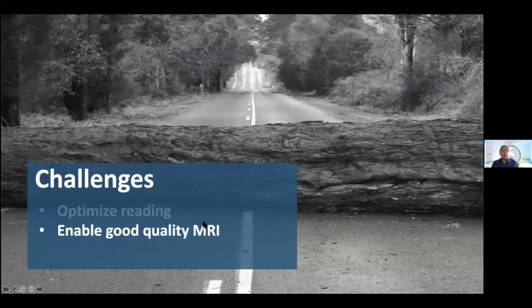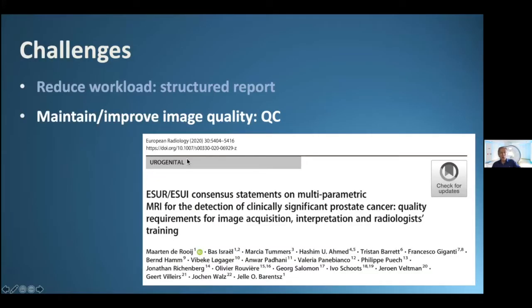The other challenge is to enable a good quality MRI. Unfortunately, not all MRIs are of adequate quality. Therefore, in European Radiology, the ESUR and the EAU, European Society of Urological Imaging, published a consensus statement on mpMRI for the detection of clinically significant cancer. And they described quality requirements for acquisition, how to make a good image, and interpretation, and also some advice for radiologist trainings.